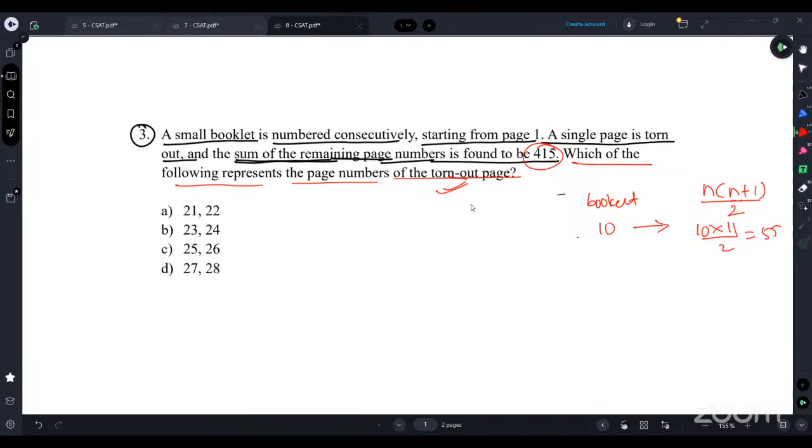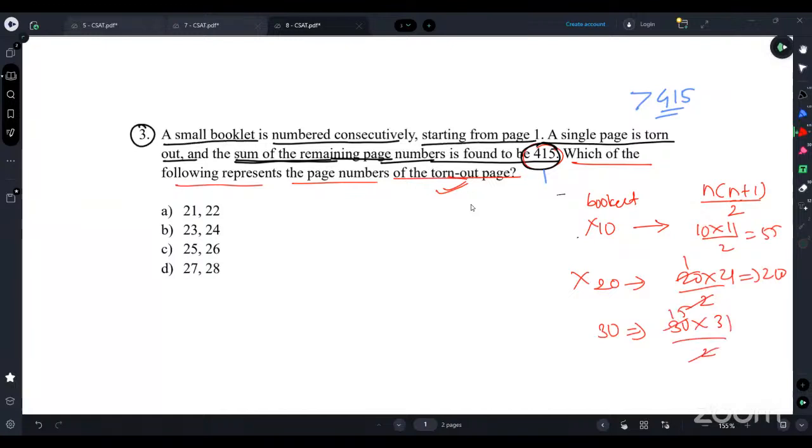So we have to find out, after tearing out a page, the sum should be 415, so before tearing out, the sum should be more than 415. Right. See now, guys. If I take a 20-page booklet, 20 into 21 by 2 will be 210. So it should be more than 20 pages. Right. Now if I take a 30-page book, it will be 30 into 31 by 2.